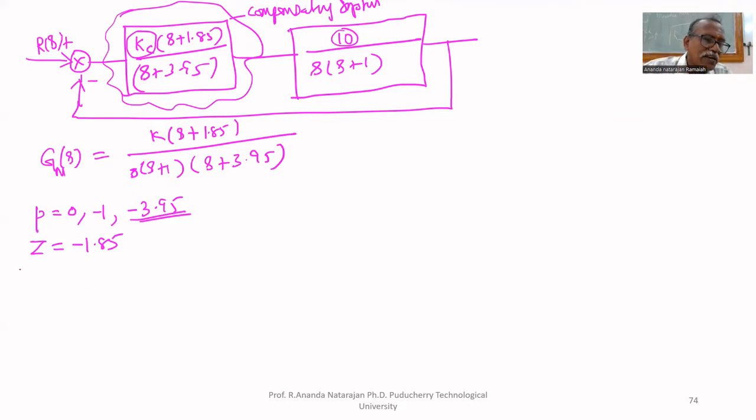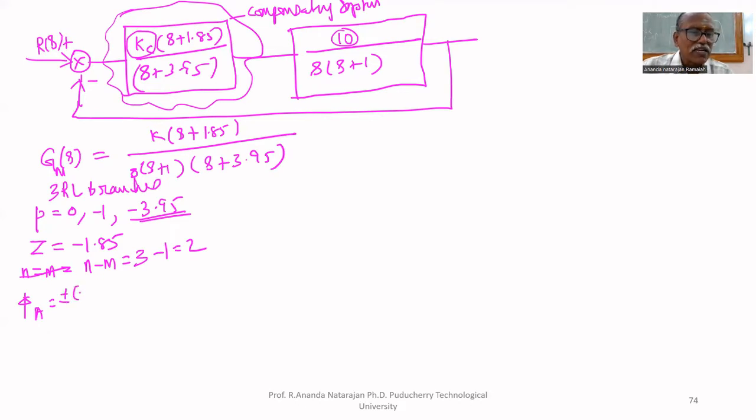Before that, let us find n minus m. n minus m equals 3 minus 1, that is 2 again. Therefore, 2 branches will end at infinity. Out of 3 root locus branches, 2 will end at infinity. The angles of asymptotes are plus or minus (2q plus 1) multiplied by 180 divided by (n minus m), which is 2, where q equals 0, 1. If you substitute 0, you will get 90 degree, and the other one is 270 degree.